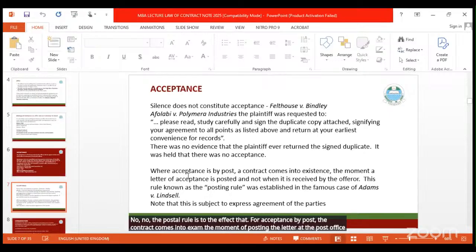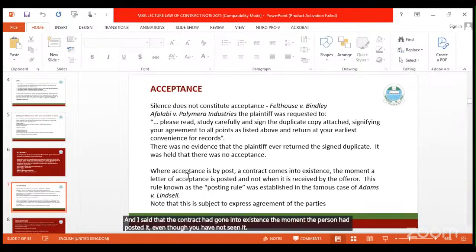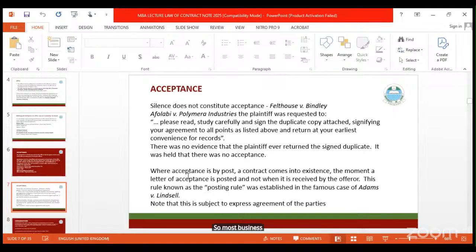Once you post it, it comes into existence. So even if you're not seeing it, and that's why most businessmen try to avoid this postal rule in their contracts. Because someone has posted a letter, you're not even aware of it. It may even be lost on the way. And they're saying that the contract had gone into existence the moment the person had posted it, even though you have not seen it. So most businessmen try to avoid it so that they'll create a scenario whereby they would have seen that acceptance itself.